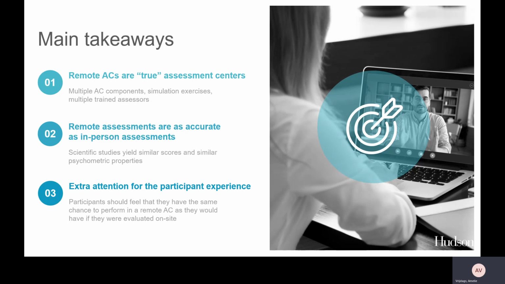And thirdly, the main risk for the practitioner seems to lie in the participant experience. That's why in a remote assessment center, extra attention should be paid to participants to make sure that they feel they had the same chance to perform as they would have if they were evaluated on site.